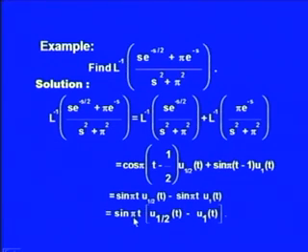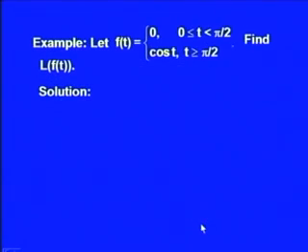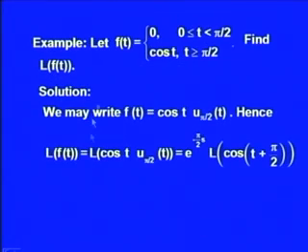We can write it as sin pi t times u half t minus u 1 t. Now, let us take another function f t, which is defined as 0 when t is greater than or equal to 0 but less than pi by 2, and equal to cos t when t is greater than or equal to pi by 2, and let us find the Laplace transform of this function. So, again we can express this function in terms of unit step functions.